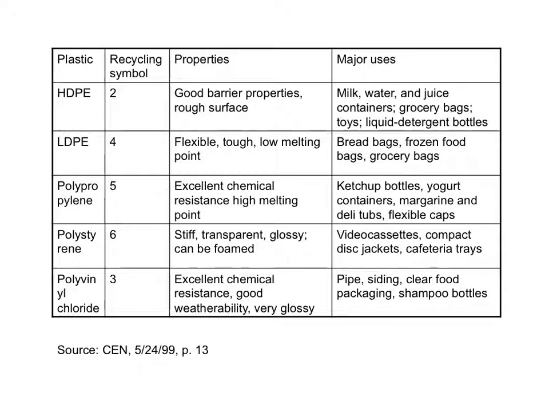This table shows the different types of plastics and the recycling symbol. The structure of the plastic determines its properties and its applications. For example, high-density polyethylene and low-density polyethylene differ not only in density, but in melting point and flexibility. LDPE is flexible and soft. HDPE is rigid and harder.